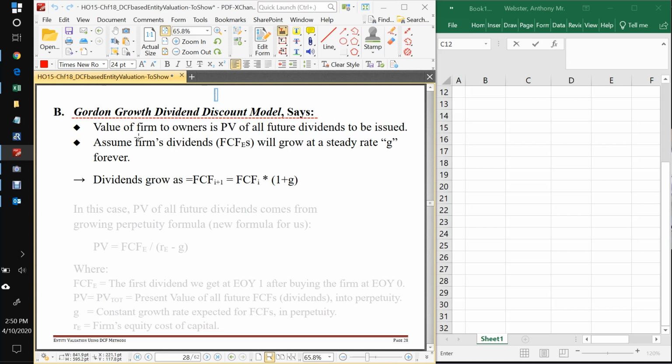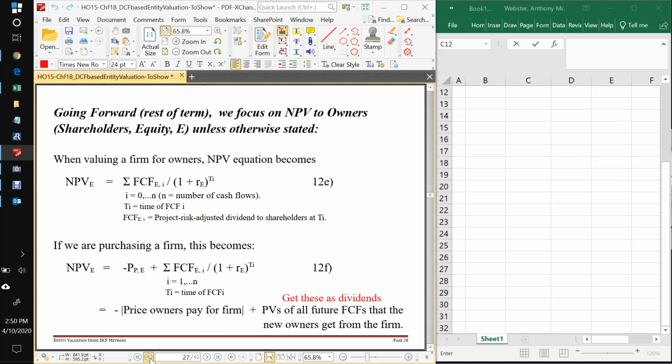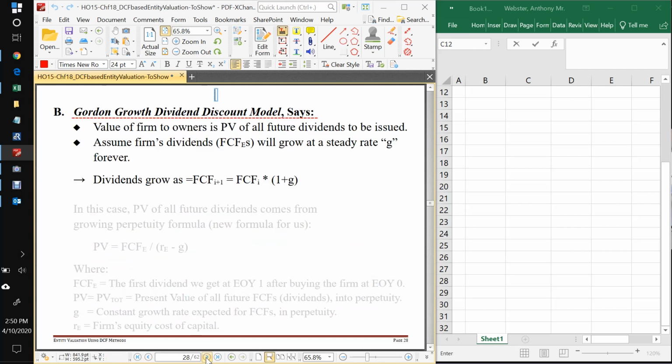First of all, it says the value of a firm to its owners is the present value of all the future dividends to be issued. So far, so good. That's what we saw back here. No problem. Now with Gordon's growth model, we're going to assume that the firm's dividends grow at a steady rate G. So G is the growth rate in dividends, like 10%, 5%, 15%, 2%, whatever. In other words, we can predict the dividend in year i plus 1 by taking the dividend in year i and multiplying it by 1 plus the growth rate.